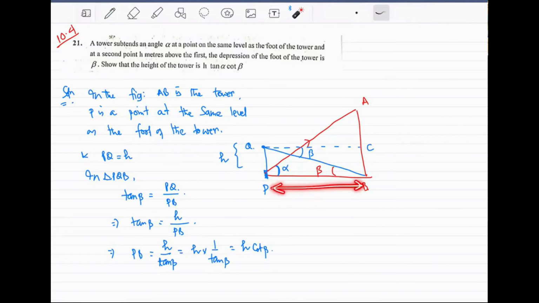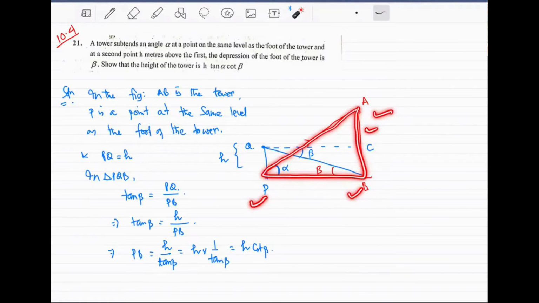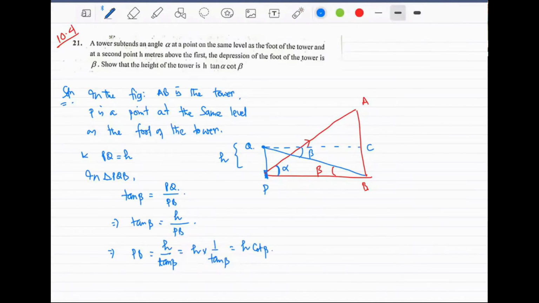This is found out. Our goal is to find out this part, AB. How much is AB? In order to find out AB, you have to look into the triangle which has AB in it. AB is in this triangle. What's the name? ABP. So you look in the bigger triangle ABP and then you find out tan alpha in triangle ABP.